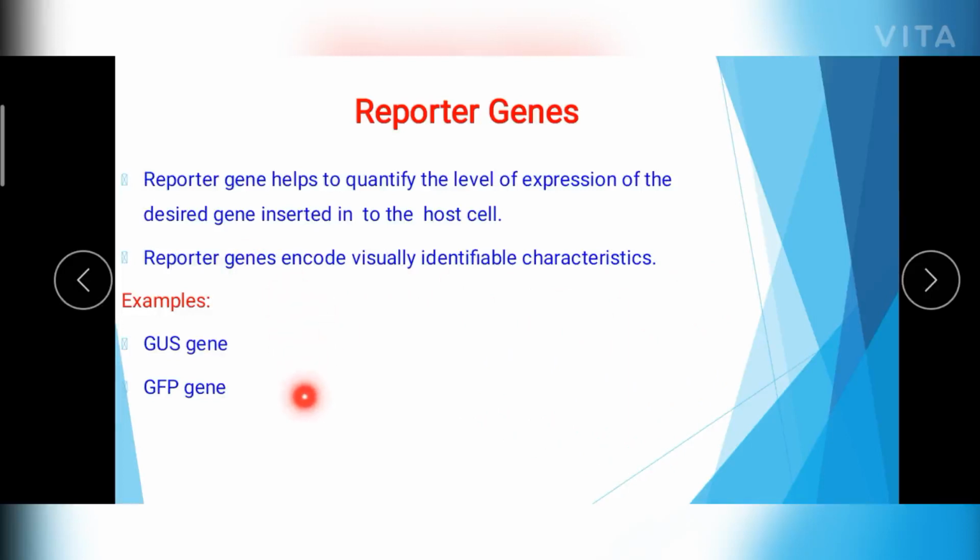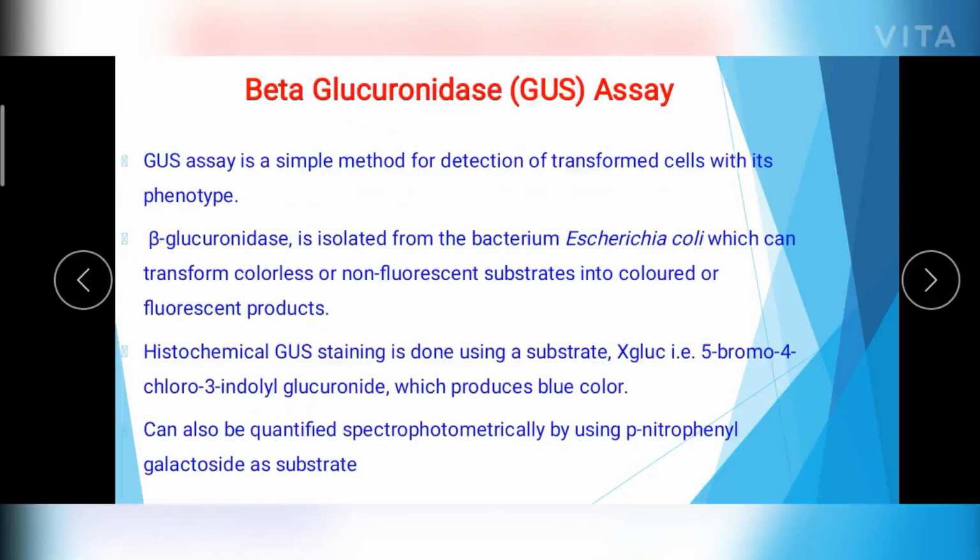So here you will be studying two examples. One is the GUS gene and another one is the GFP gene. This GUS gene encodes an enzyme called beta-glucuronidase. This GUS assay is an easily detectable method. Just by visualizing the cells, you can easily say that these are the transformed cells and these are the non-transformed cells. They appear blue in color.